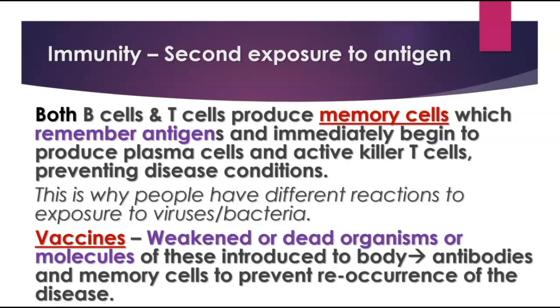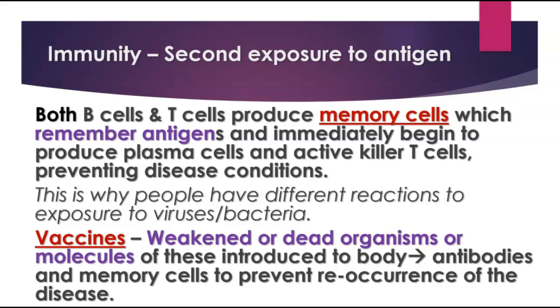And these memory cells are the key to your long-lasting immunity to things. They remember the antigens and immediately begin to produce plasma cells as soon as they're stimulated, okay? And also activate killer T cells, preventing disease conditions. So the reason people have different reactions to exposure to things is because they might have a better memory or more recent memory or a stronger memory to the viruses and bacteria.